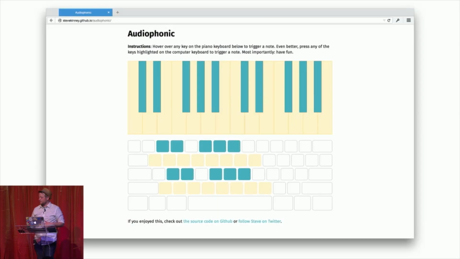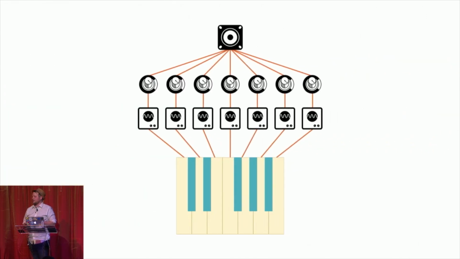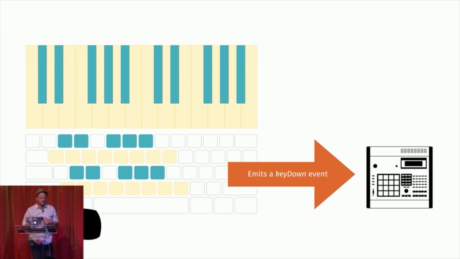All right, so how do we go about building something like this? It's actually not as complicated as it might seem, and this graph makes it seem way more complicated than it is. Basically, we've got a bunch of keys hooked up to a bunch of oscillators. Those oscillators have volume nodes, and we're turning the volume up and down based on different keyboard events. So the user presses a key, which emits a key down event. We figure out what key they pressed, and we turn that oscillator on or off.